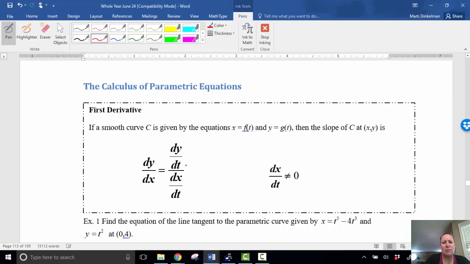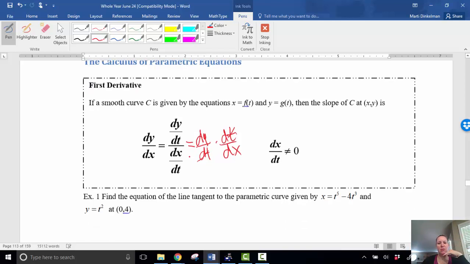The other thing we could do to make sense of that is to say, this is the same as dy/dt, and if I flip and multiply that, I get dt over dx, and then technically those dt's cancel. The weird thing about talking about it that way is that technically dy and dt and dx and dt are like 0 over 0. So there's some strange things happening there, but that's just another way to remind yourself that yes, this is going to work: the derivative of y with respect to t over the derivative of x with respect to t.